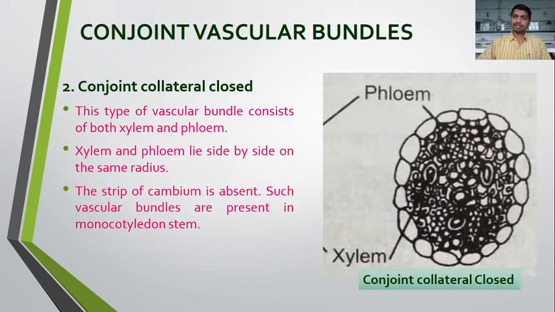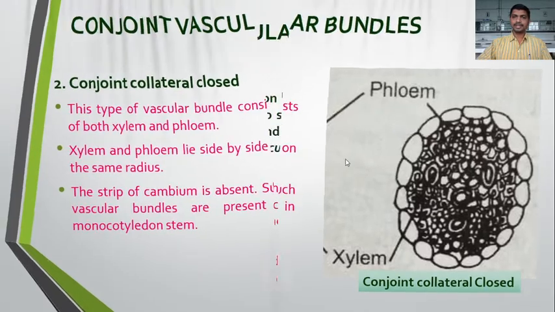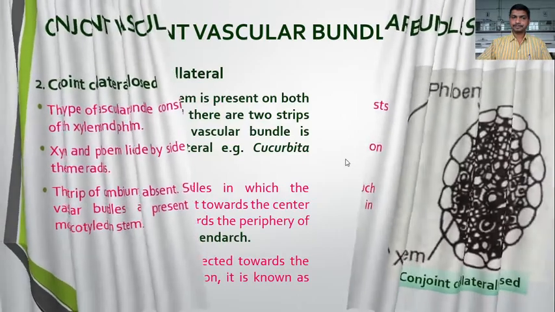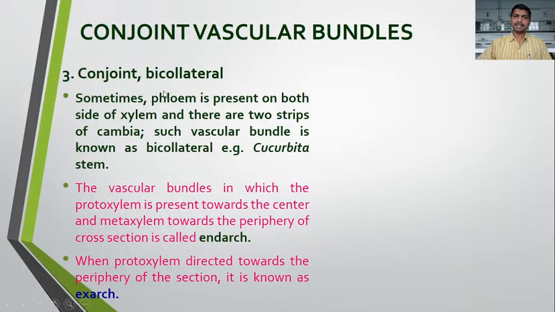dicot stem the vascular bundles are conjoined, collateral and open. Open means the cambium strip is present between xylem and phloem. Closed means the strip of cambium is absent. Okay, so this is the second type, conjoined, collateral and closed. Now the third type of the vascular bundle is conjoined, bicollateral.